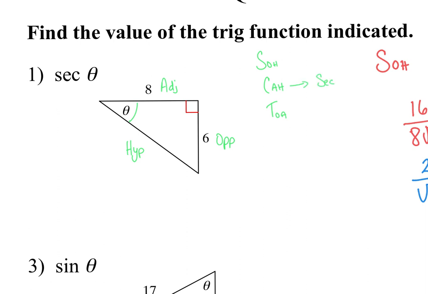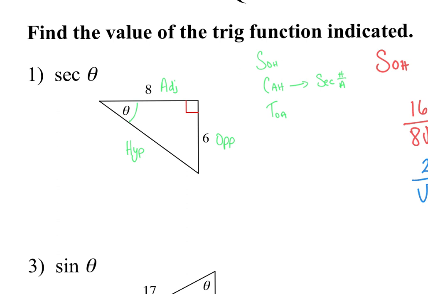Right, so I should flip my cosine, which means my secant is going to be hypotenuse over adjacent. I have the adjacent side, but I do not have my hypotenuse. I can use the Pythagorean theorem to figure out that it's going to be a 10, or if you happen to know some Pythagorean triples, 3, 4, and 5, then you can get to it the other way.